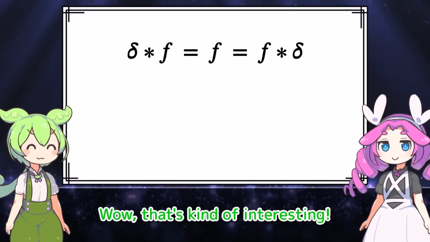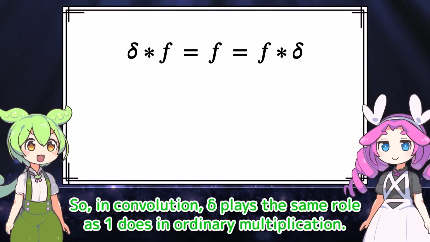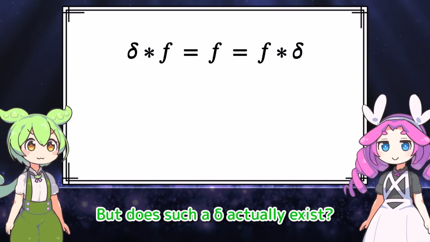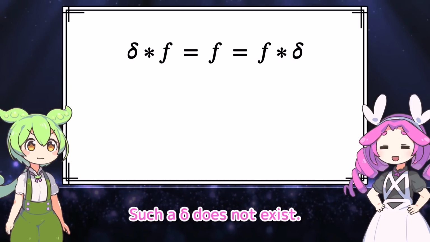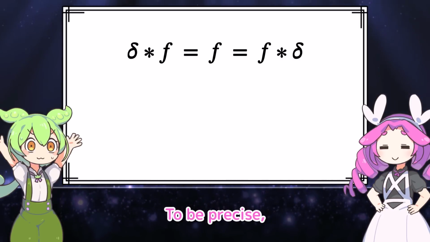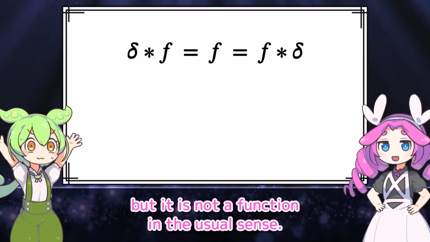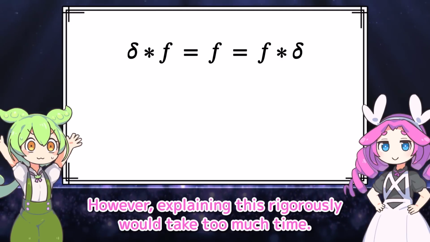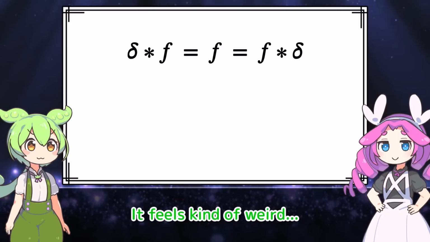Wow, that's kind of interesting. In normal arithmetic, multiplying any number by 1 doesn't change the number. So in convolution, delta plays the same role as 1 does in ordinary multiplication. That seems like a good way to understand it. But does such a delta actually exist? Actually, such a delta does not exist. What, really? To be precise, delta corresponds to something called the Dirac delta function, but it is not a function in the usual sense. However, explaining this rigorously would take too much time. For now, let's just assume that such a delta exists and move forward. Got it. It feels kinda weird.